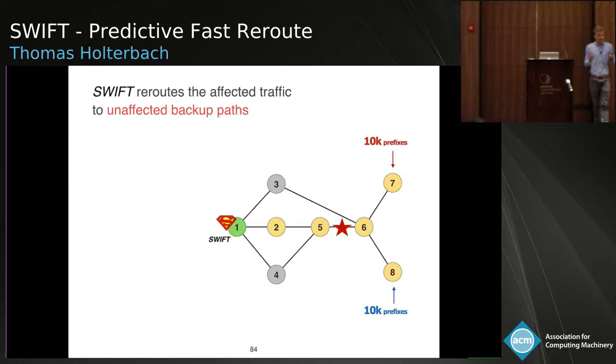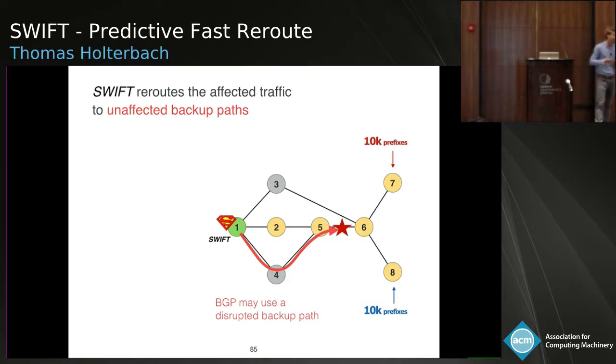The problem, though, is that we still have to choose a backup next hop which is not affected by the failure. Right? So if we look at the previous example, and we now consider two backup next hops, 3 and 4. Well, maybe BGP, upon the failure, will use 4 because it has a higher local preference, for instance. We actually don't want Swift to use 4 because 4 uses the failed link here, so we would lose connectivity. So I will show you that Swift actually will use 3 instead. 3 is not affected by the failure in this case.